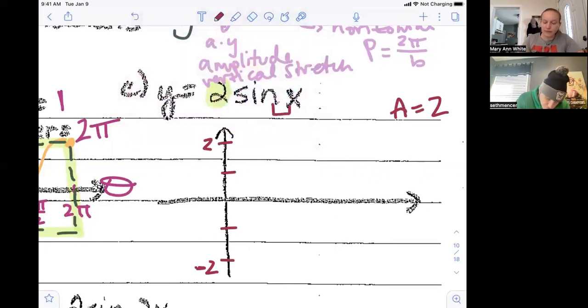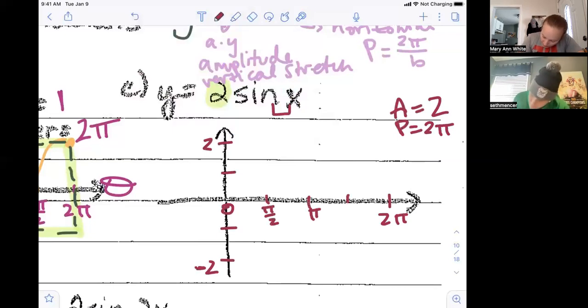Since there's no number in front of x, there's no number between sine and x, that just means my period's the same. My period is 2 pi. So that means I need to label my x-axis to go from 0 to 2 pi. And that is what we consider normal. So we're just going to set up our normal expectations, our normal angles that we care about.